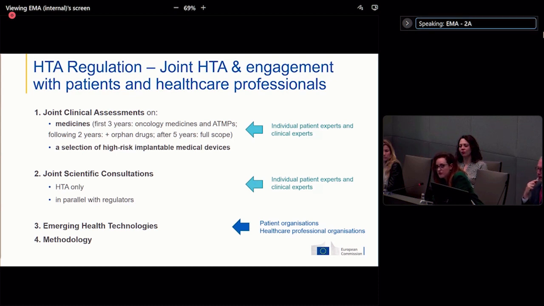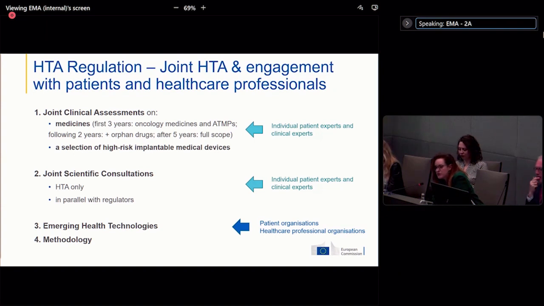Then we have the joint scientific consultations, the so-called early dialogue, scientific advice provided by HTA bodies to guide developers in the generation of evidence, which can also be done in parallel with the EMA. And I'm sure the colleagues from EUnetHTA 21 can say something more about this later.